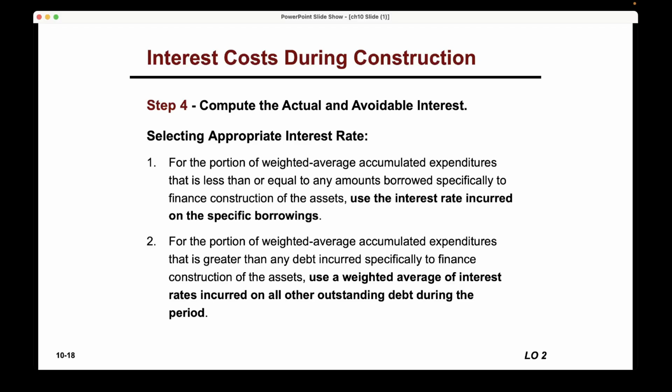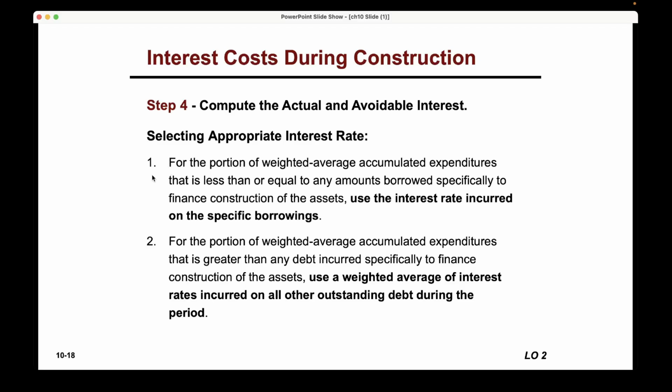We need to choose the right interest rates for different portions of the expenditures. So here's how we approach it. Depending on whether the company uses specific borrowings for the constructions or has other general debt, the interest rates we apply will differ. Okay, so first let's talk about the specific borrowings. It is number 1 here.